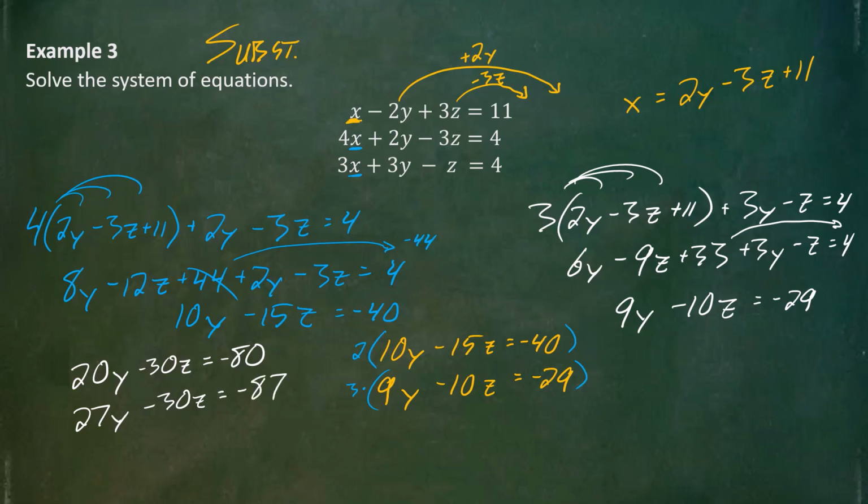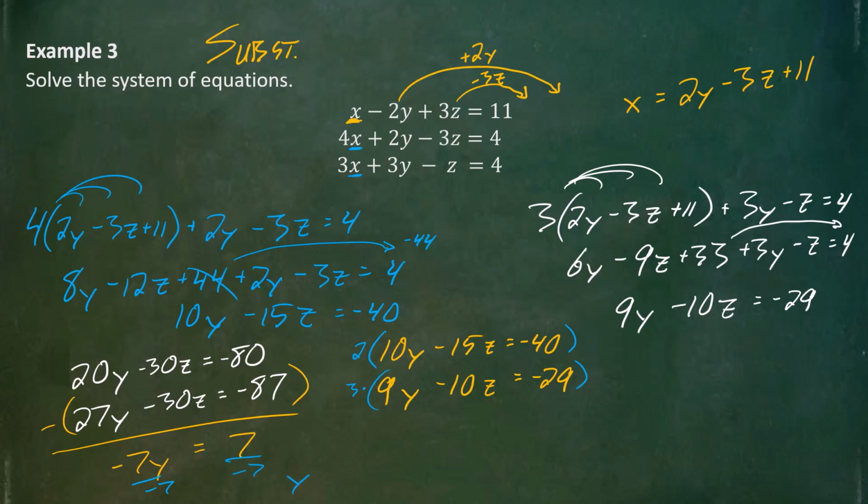If I now look at what we've got, we just need to find a way to eliminate some stuff. Here it looks like I could just subtract vertically. I could do the bottom one minus the top one, or the top one minus the bottom one. We can rearrange that whatever way I want, but I'll just keep it as is. 20 take away 27 is negative 7y. Negative 30 minus a negative 30 does zero out the z's. And then negative 80 plus 87, because of the double negative, would make that positive 7. So all I have to do is one extra step here of dividing by negative 7.